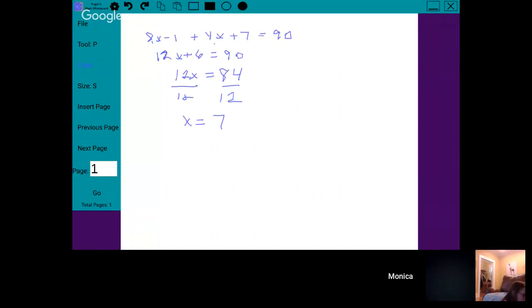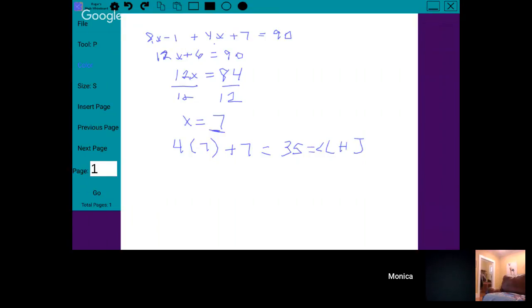And then you're supposed to find the measure of LHJ. So that is 4 times 7 plus 7, because we plug this 7 in where x goes. So 4 times 7 plus 7 is 35. Is that good for that one? Yeah. And then, did you say 16 also? Yes.